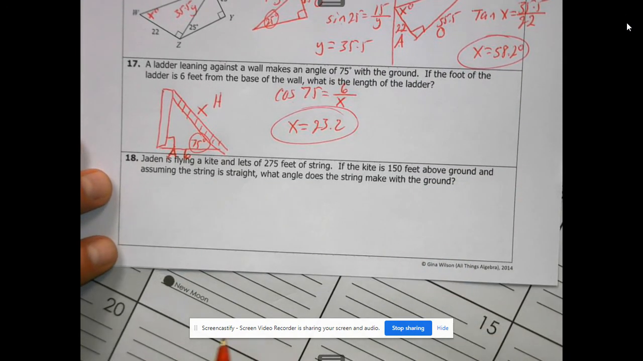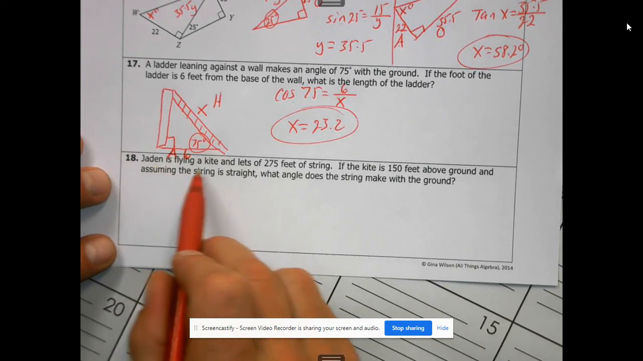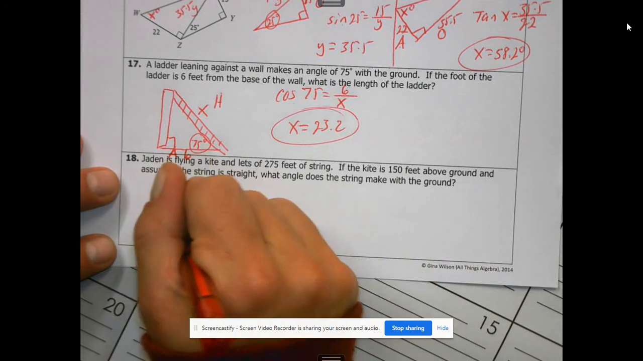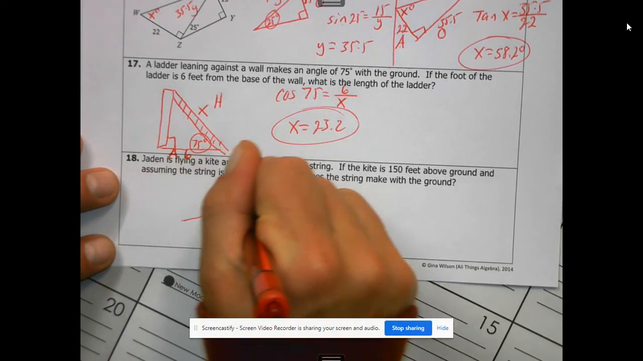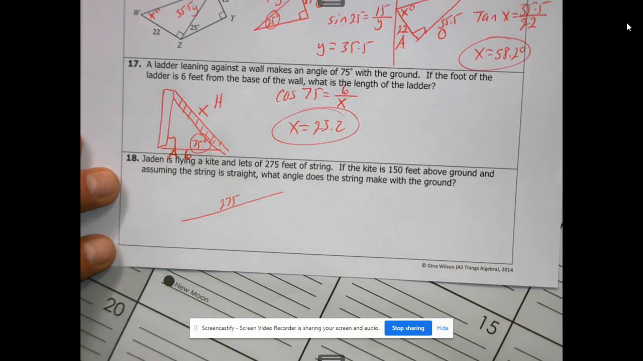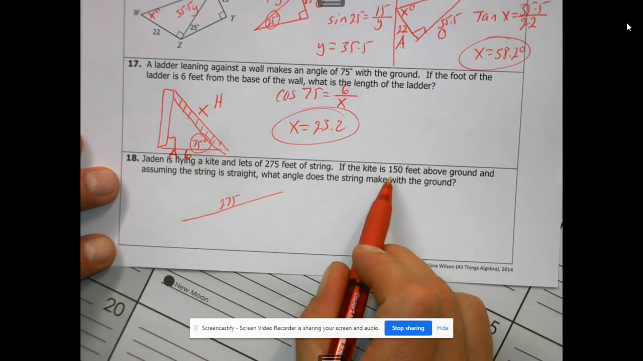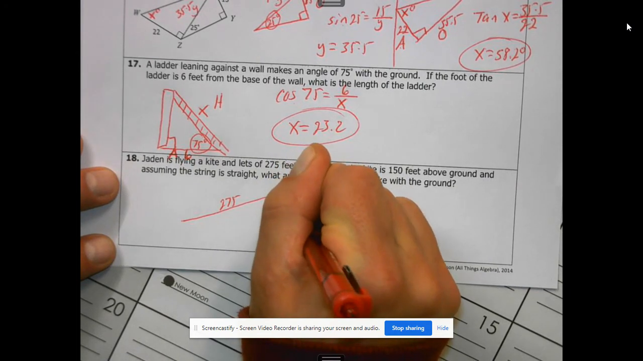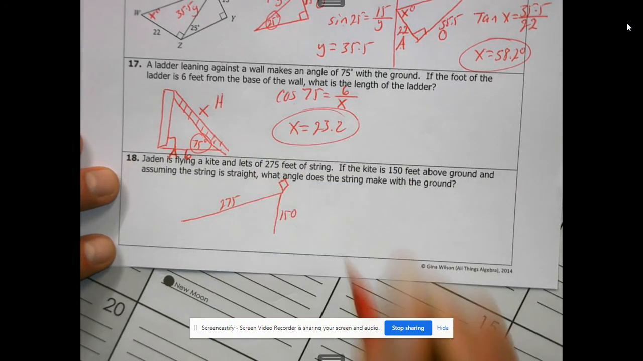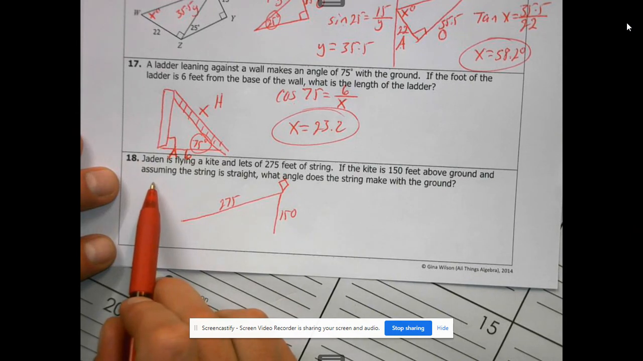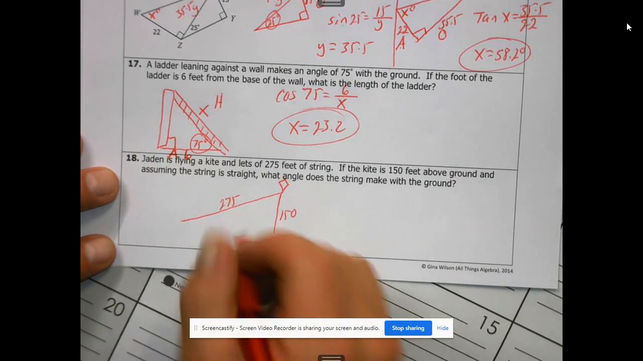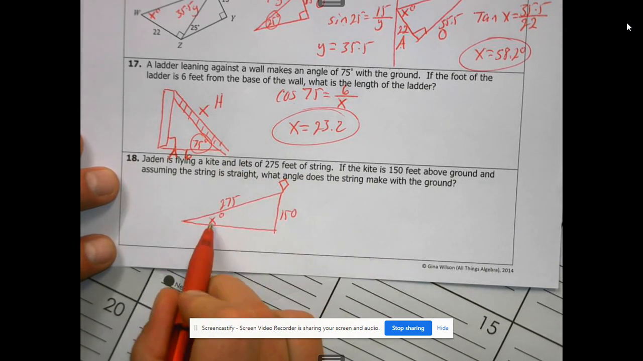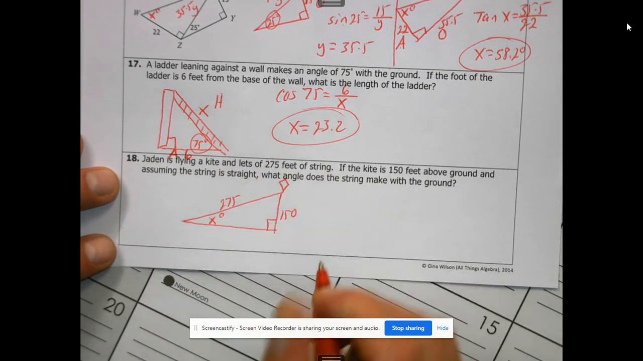Number 18. Jaden is flying a kite, and lets out 275 feet of string. String, 275. If the kite is 150 feet above the ground, so here's your little kite up there. Assume the string is straight. What angle does the string make with the ground? So I don't know the angle the string makes with the ground, but here's my 90 over here.